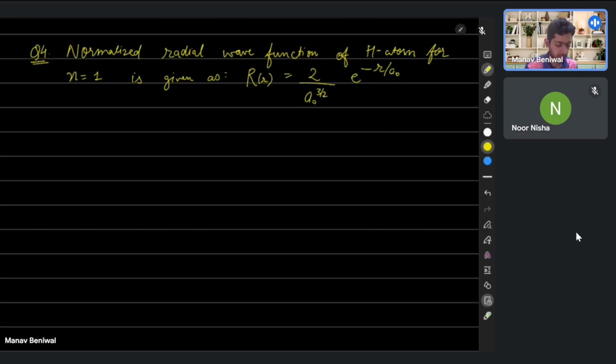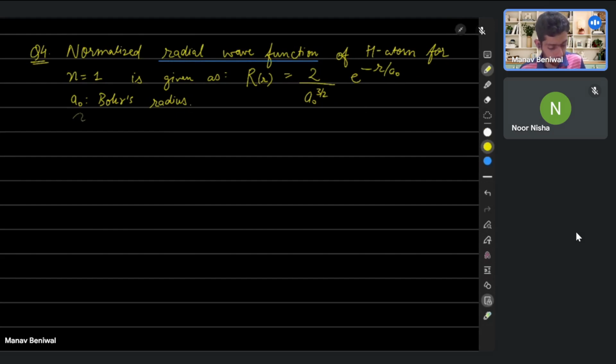Again, a naught is the Bohr radius, just like in the previous problem. Now note that this is only the radial component. Only the radial wave function is given. In the last question we had the entire wave function which had the theta component and the phi component, but here this is only the radial component, and therefore its normalization constant looks a little different.